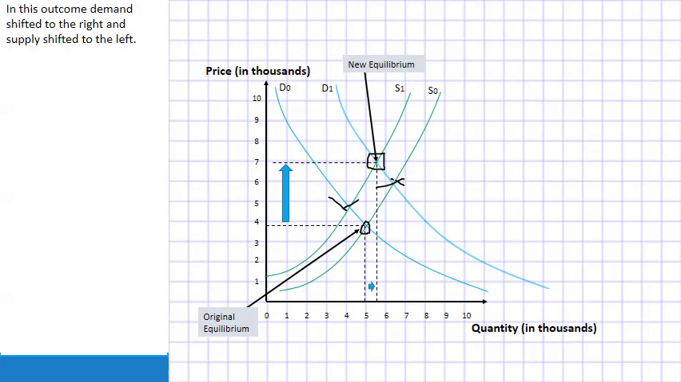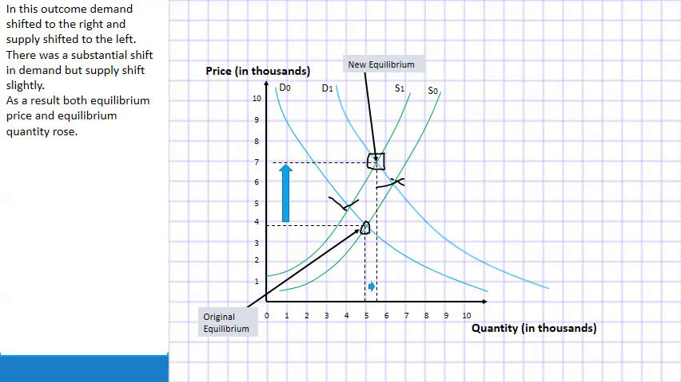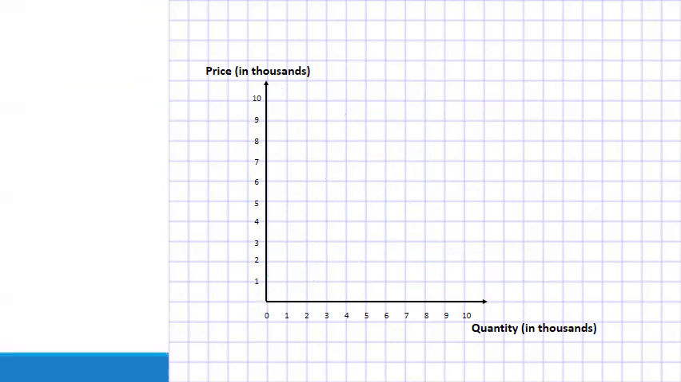So we see here in this outcome, demand shifted to the right, supply shifted to the left. There was a substantial shift in demand, but supply shifted slightly. And so as a result, both equilibrium price and equilibrium quantity rose. So when we see both shifting, what we're going to see is a change in both equilibrium price and quantity. Two things we're going to have a major change in. Okay, so let's look at one more graph on this.